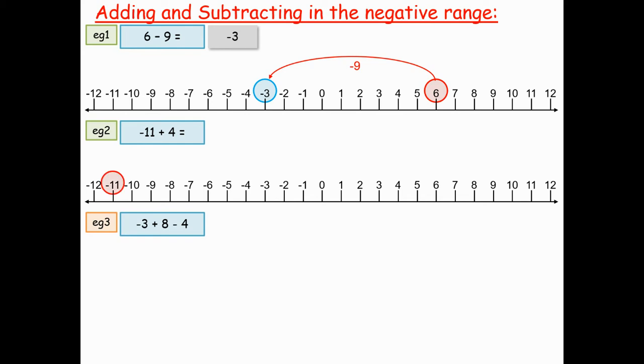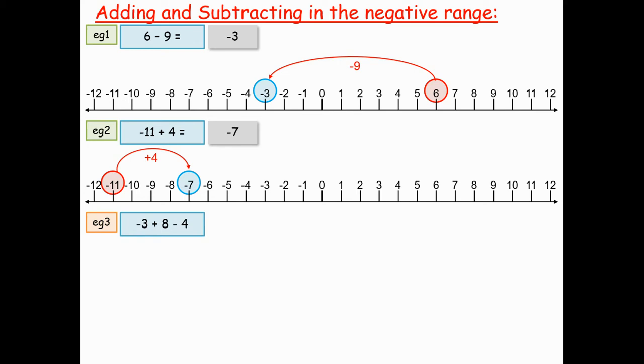Okay, minus 11 plus 4. Again, let's start at minus 11. If I'm adding 4, whenever I'm adding, I go to the right using my number range. So 4 steps to the right using my number range. So it'll be minus 10, minus 9, minus 8, and minus 7. So my answer would be minus 7.